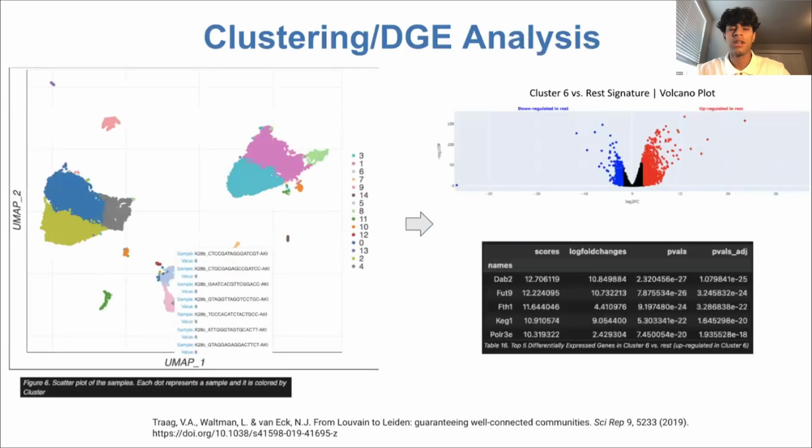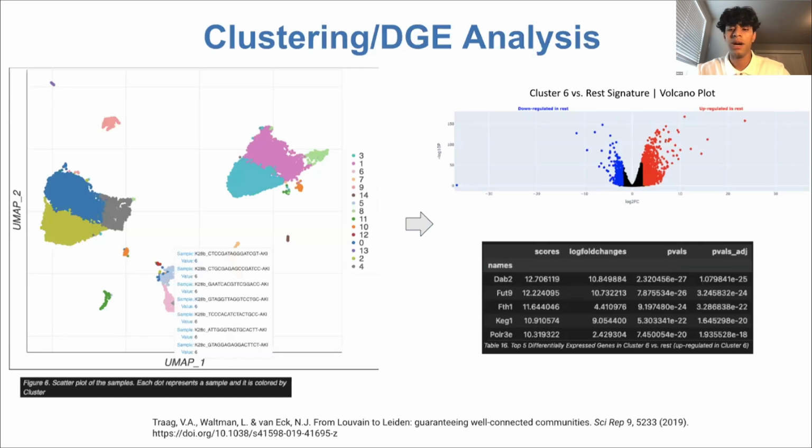Next is clustering and differential gene expression analysis. After the data is visualized and pre-processed, clustering using the Leiden algorithm or user-defined metadata classes occurs. Each cluster or predefined group is analyzed to identify differentially expressed genes in each cluster by comparing it to the rest of the clusters or groups. The identified up and down regulated genes are used for further analysis later in the pipeline.